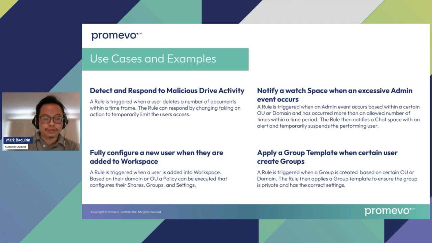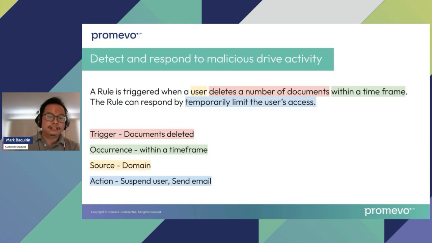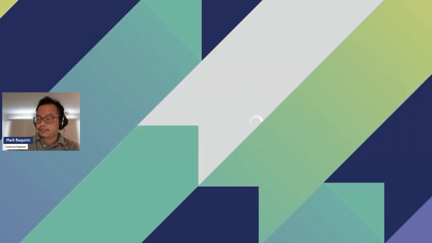So let's begin with the first one. In this case, a rule is triggered when a user deletes a number of documents within a time frame. The rule can respond by temporarily limiting the user's access. So this is how you set it up. We're going to head back over to gPanel.